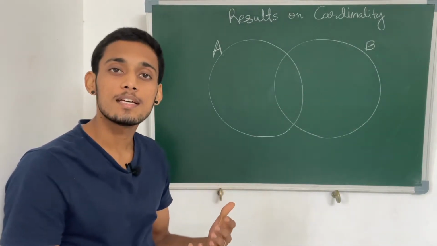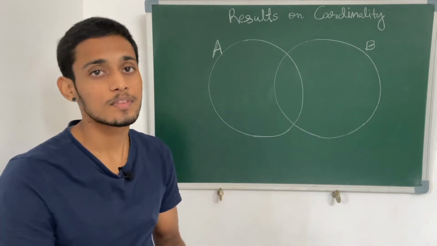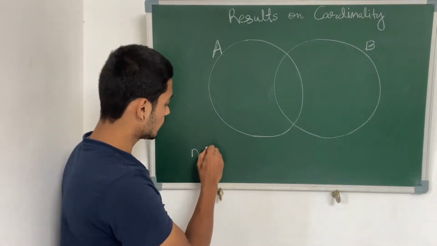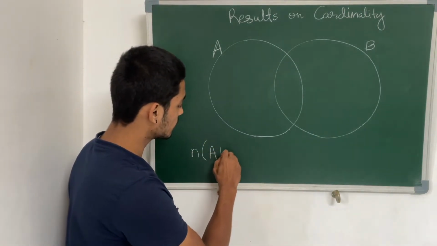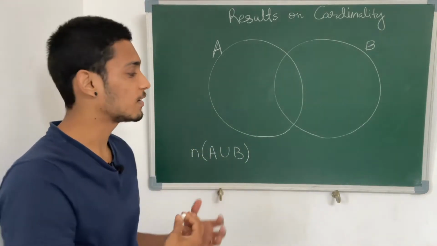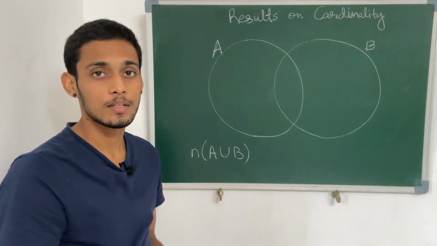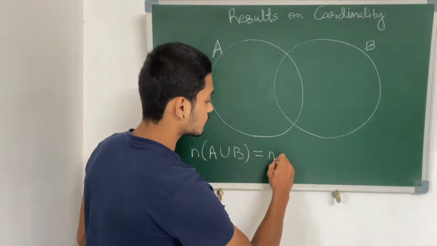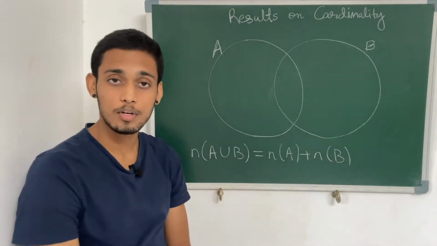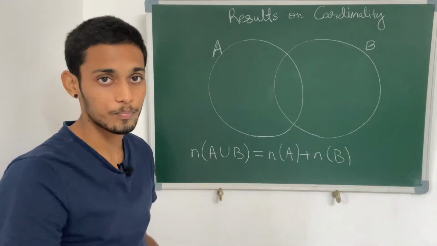I want to see how we are counting the number of elements in the union. That is the first result. I want to see what is the cardinality of the set A union B. So we have the union of A and B, and I want to see how many elements are there. If you think about it, we cannot just say that the number of elements in A plus the number of elements in B is the total number of elements in A union B.